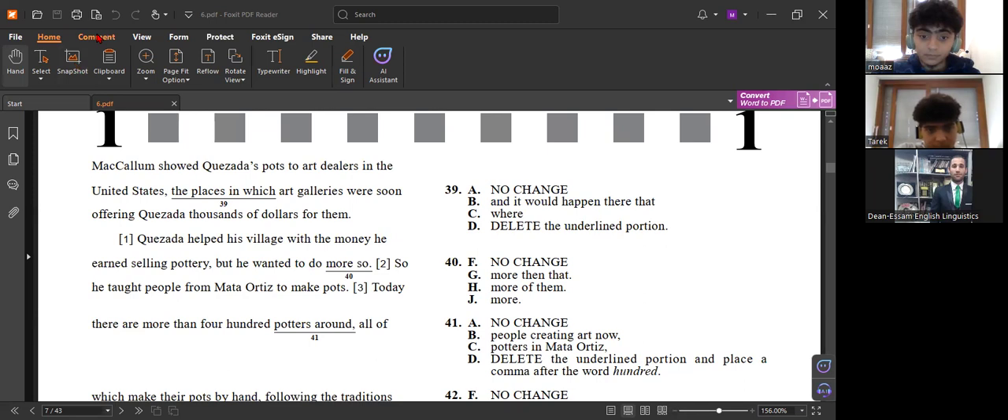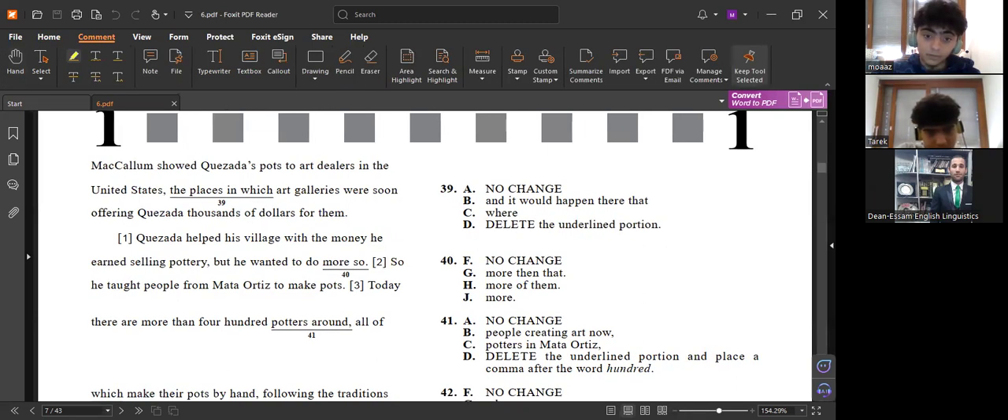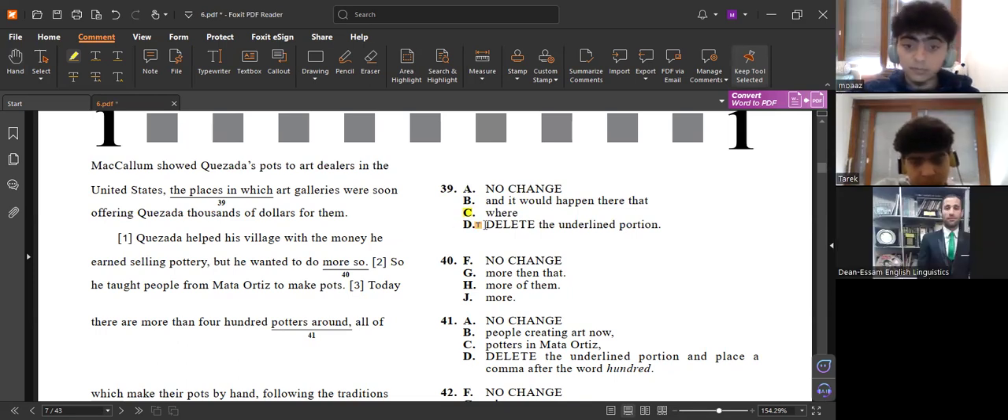Muaz, always number 1. What is your answer for 39? For 39, I put C. And you see it's correct. But we need to know why D is wrong. Let's try.